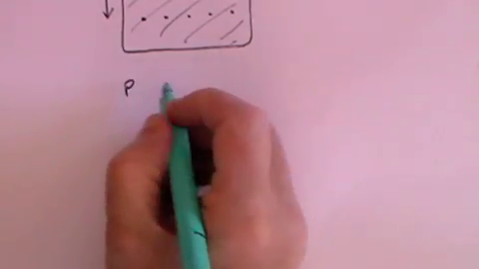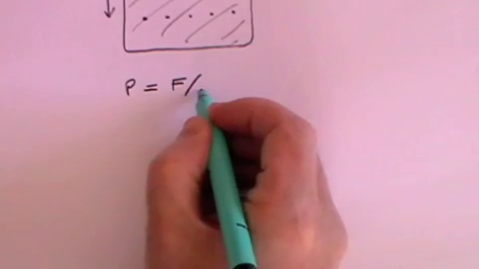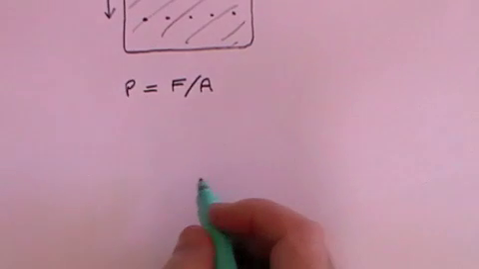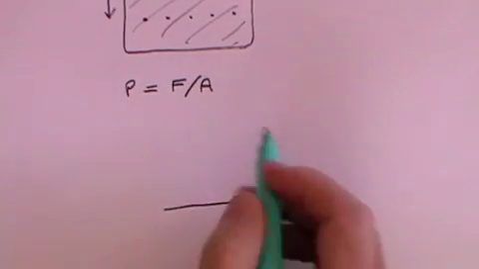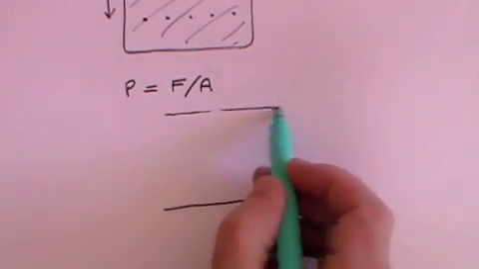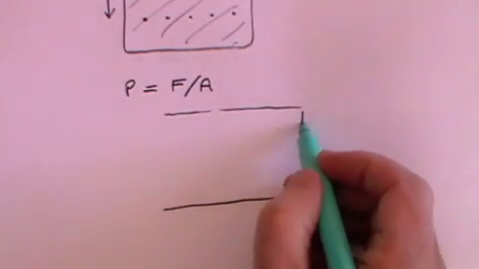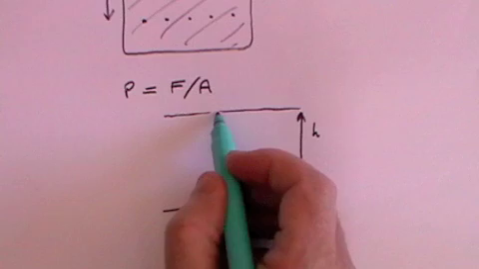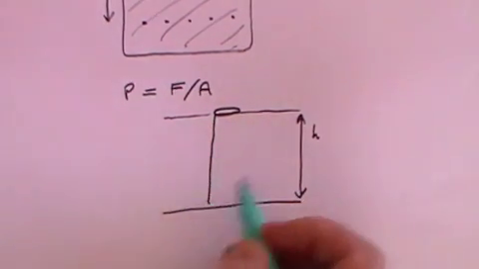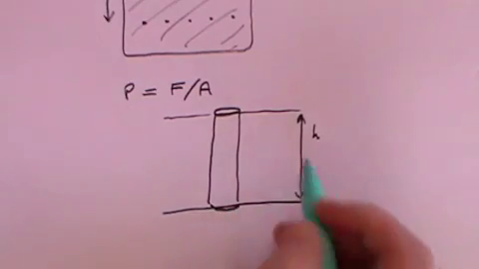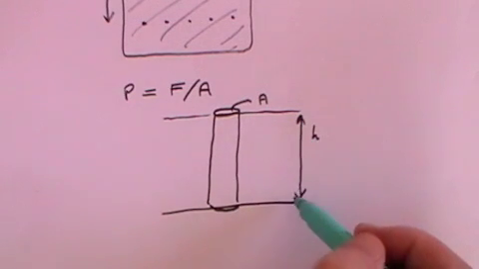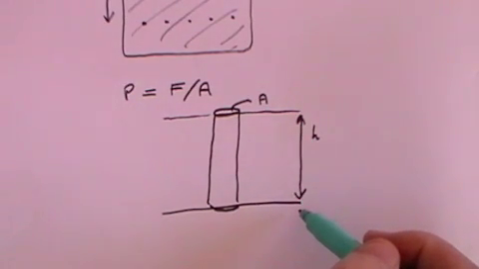Let's first consider atmospheric pressure. Pressure is defined as the force divided by the area over which that force is applied. So let's consider the surface of the Earth, and the atmosphere goes up to a certain point, and we'll say that the height of the atmosphere is h. What we're going to do is consider a cylinder of the atmosphere where the cross-sectional area is A, and the height of the cylinder is obviously the height of the atmosphere h.